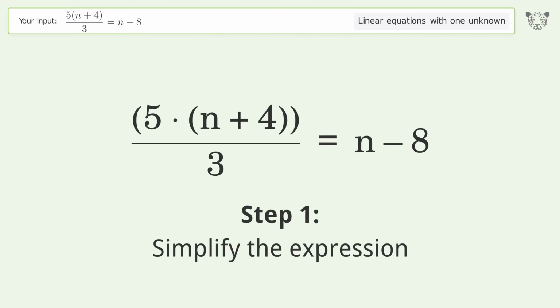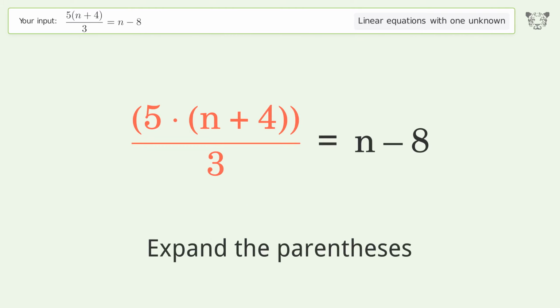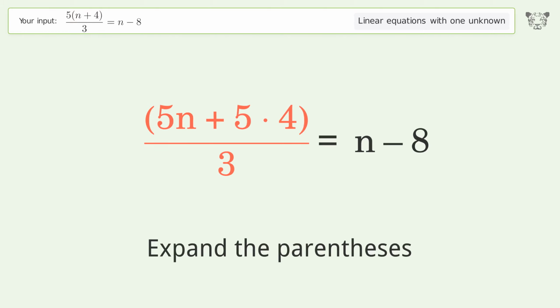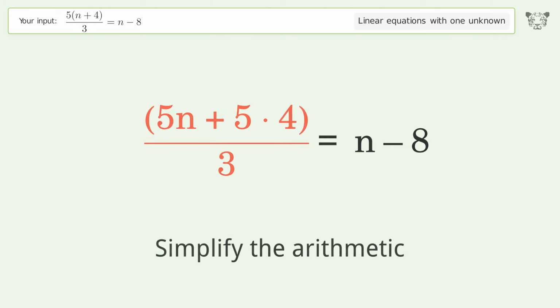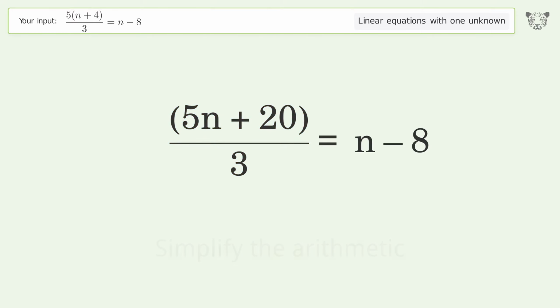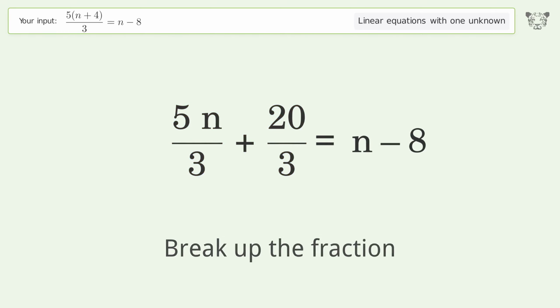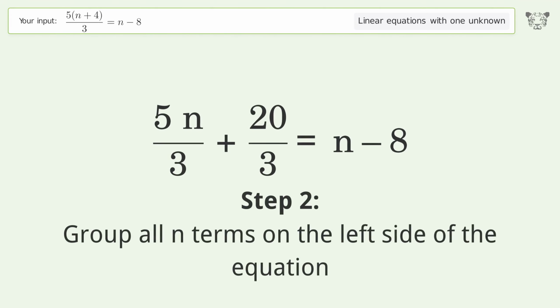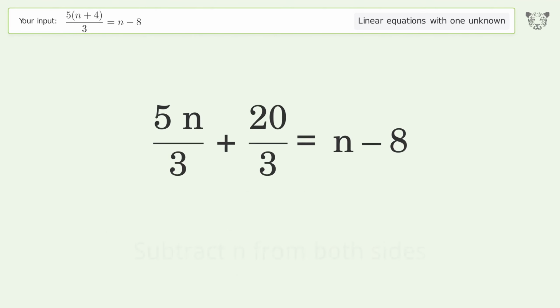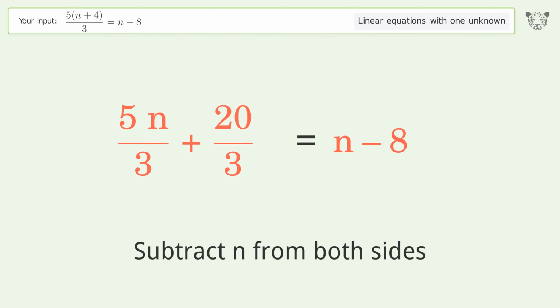Simplify the expression. Expand the parentheses. Simplify the arithmetic. Break up the fraction. Group all n terms on the left side of the equation. Subtract n from both sides.